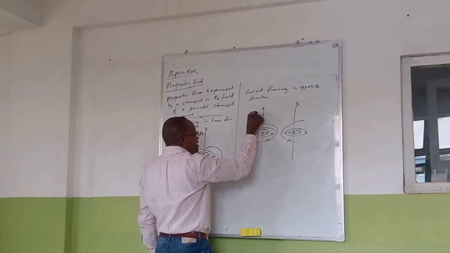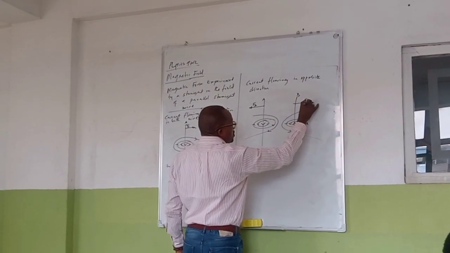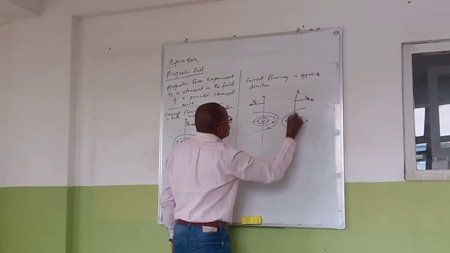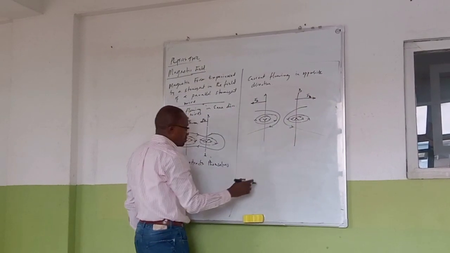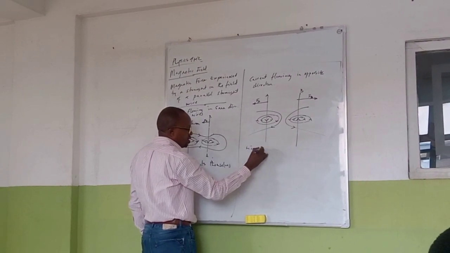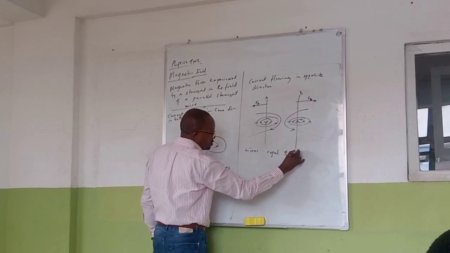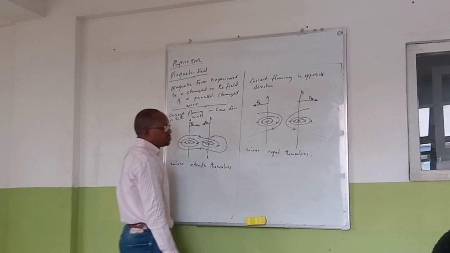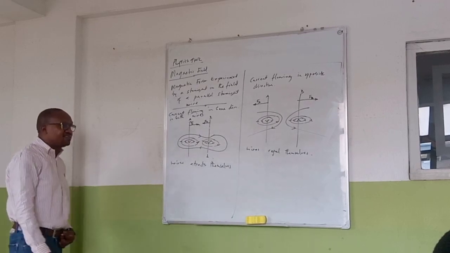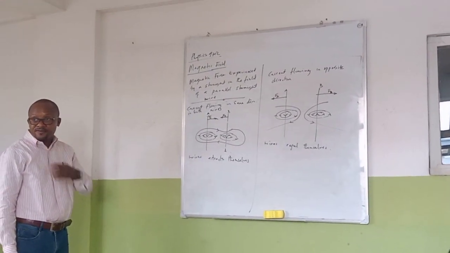So the wires will repel. So this is also that. So what happens here? The wires will do what? The wires will repel themselves. So that's what we're having there. Are you following?